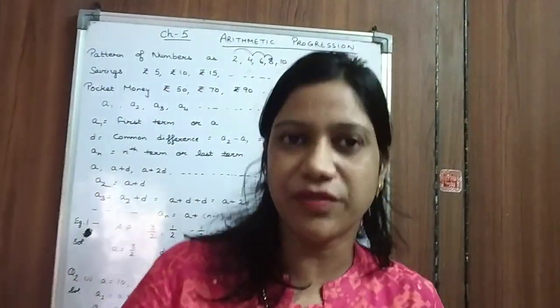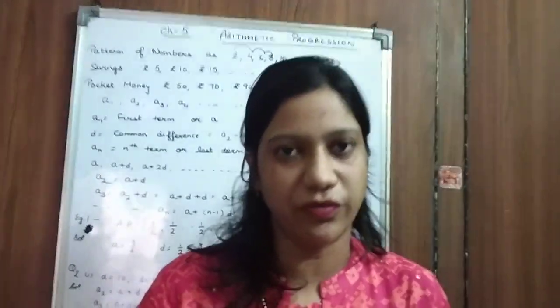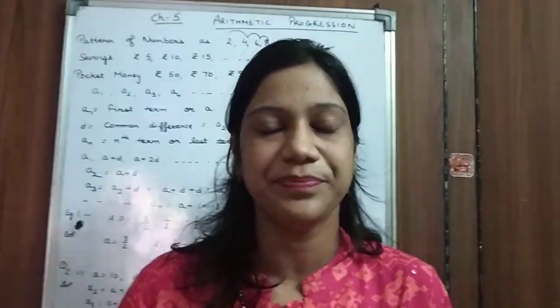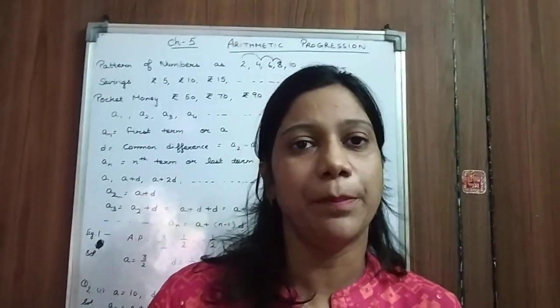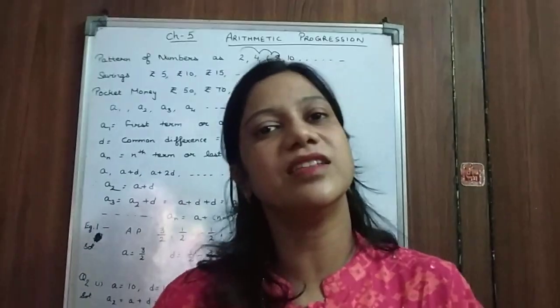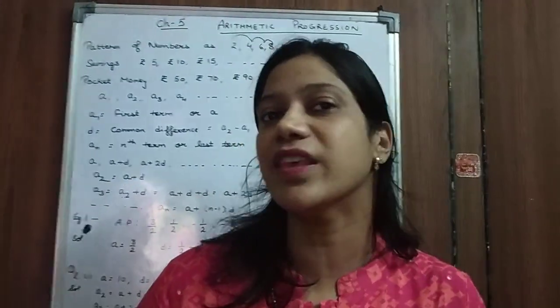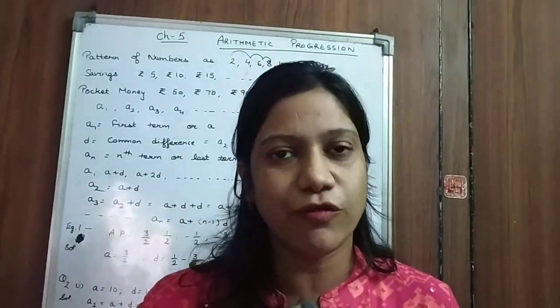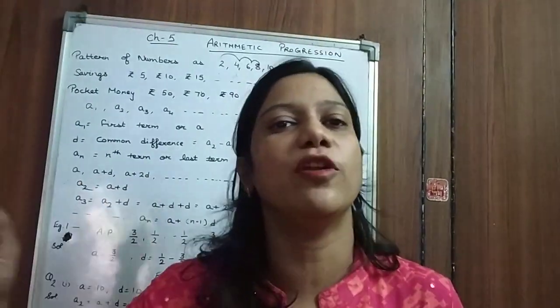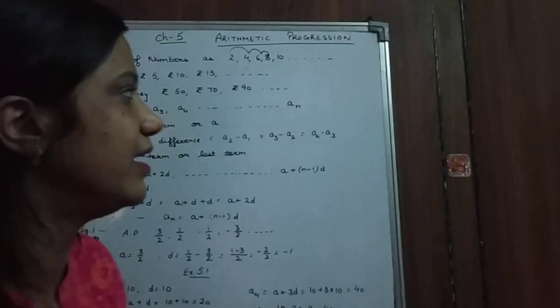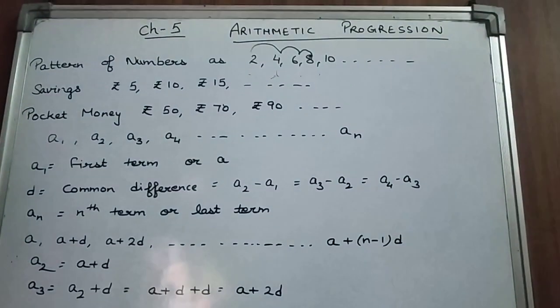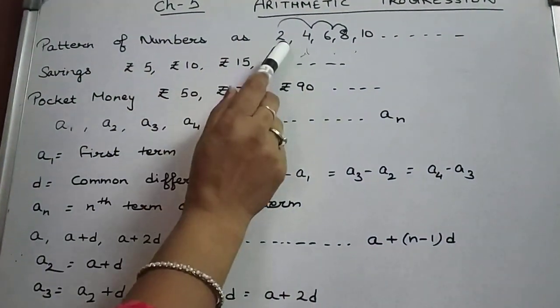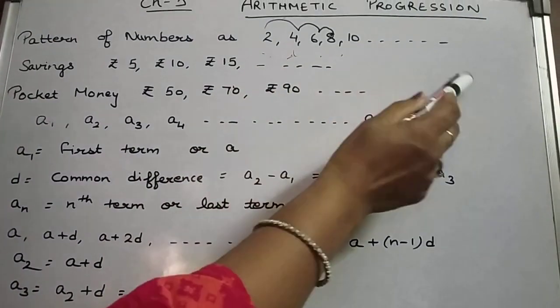Hello students, today we are going to start your new chapter, chapter 5, arithmetic progression series. It is based on a pattern of the numbers. As in the junior classes we have studied about skip counting, if you remember. Skip counting was just going like a table of the numbers. As we can see here, this is called a pattern of numbers, as 2, 4, 6, 8, 10 and so on.